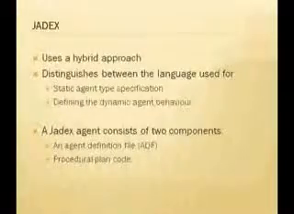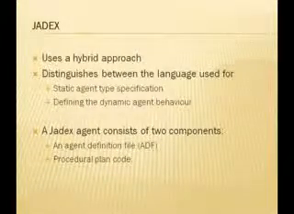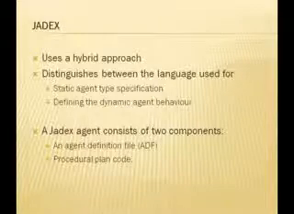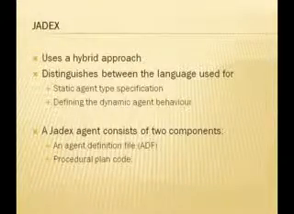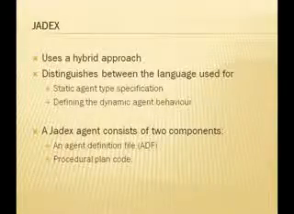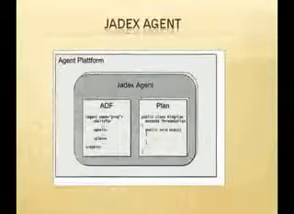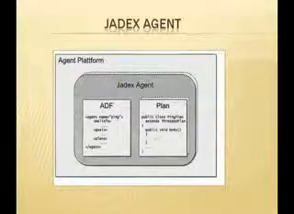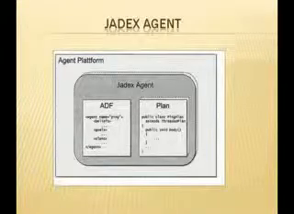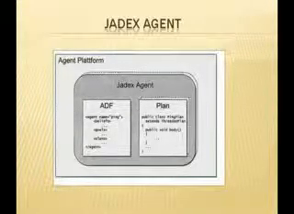Another language is JADEX. JADEX is not based on a new agent programming language. Instead, a hybrid approach is chosen, distinguishing between the language used for static agent type specification and the language for defining the dynamic agent behavior. According to this distinction, a JADEX agent consists of two components: an agent definition file for the specification of beliefs, goals, and plans, and on the other hand, procedural plans.